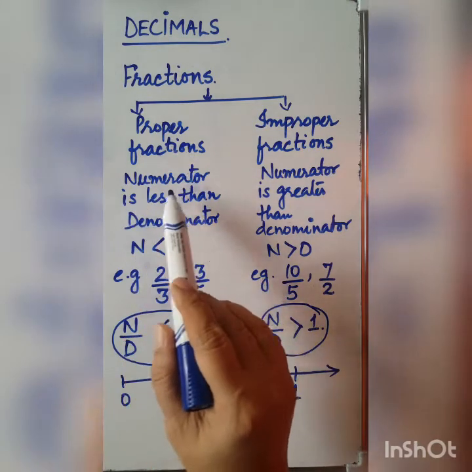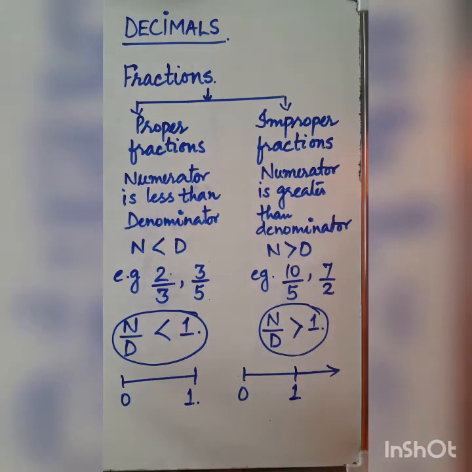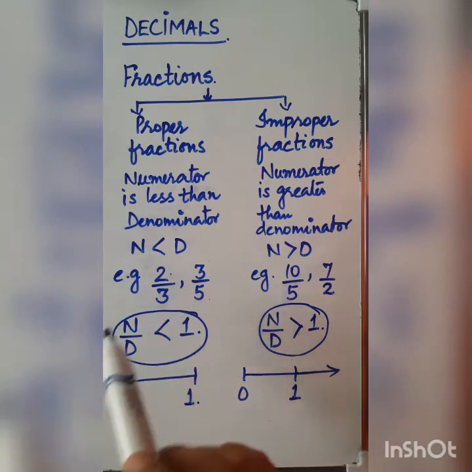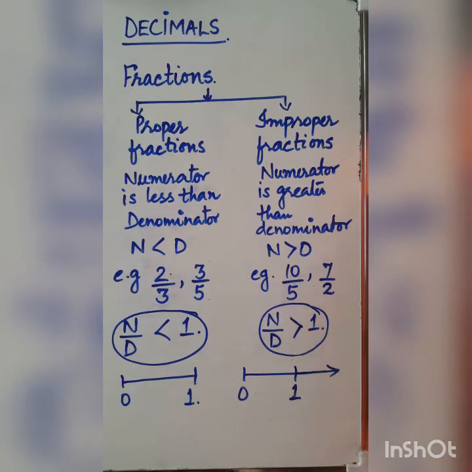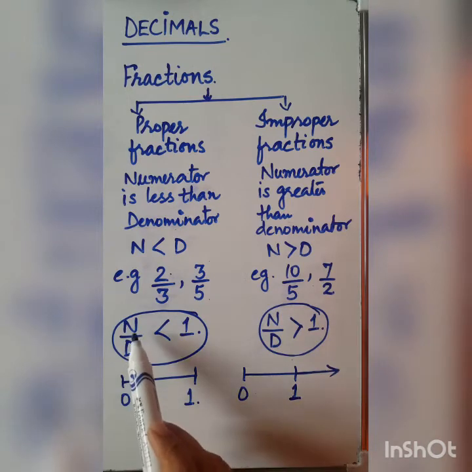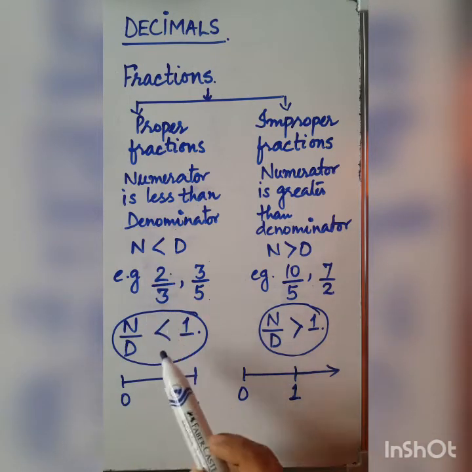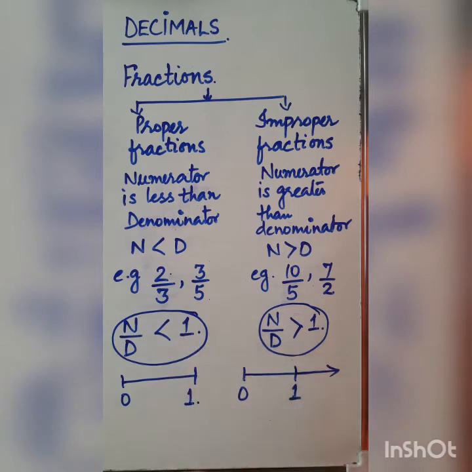Proper fractions are those where the numerator is less than the denominator. For example, 2 by 3. See, here the numerator is less than the denominator. Similarly, 3 by 5, the numerator is less than the denominator. Thus, the total value of the fraction will be less than 1, and you can show it on a number line between 0 and 1.